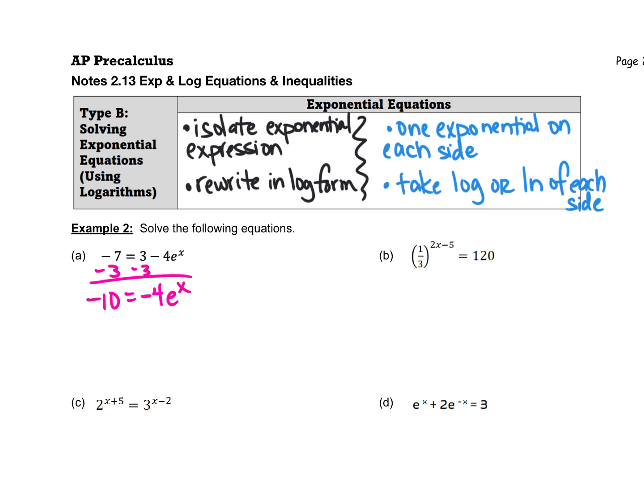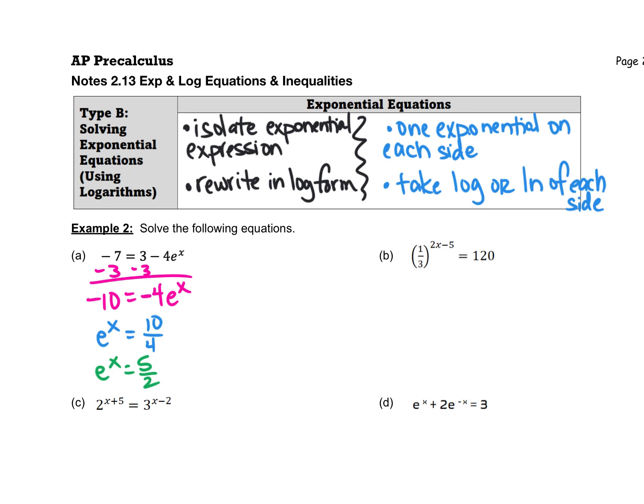Now what would I do to get e to the x by itself? Divide by negative 4. So I would have e to the x equals 10 divided by 4, or what would that be, 5/2? So divide by negative 4. The negatives would both go away, reduces to 5/2.